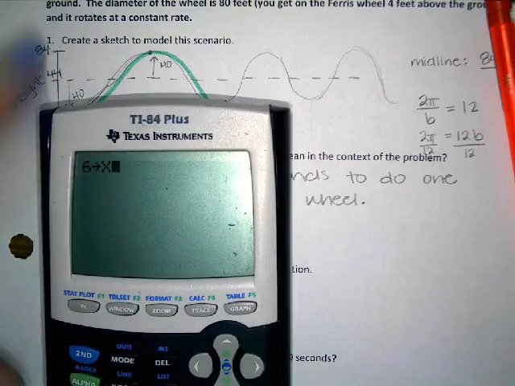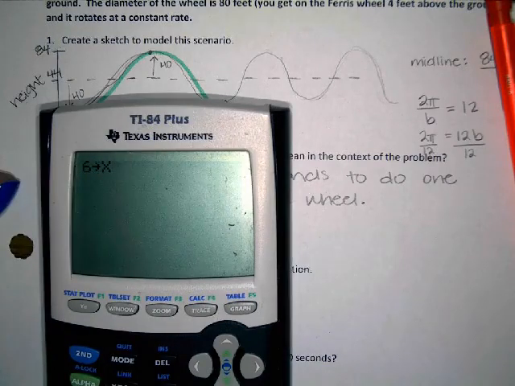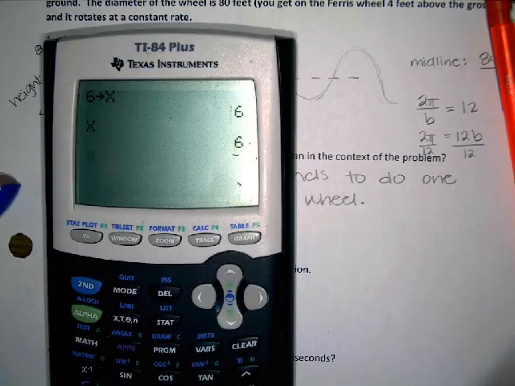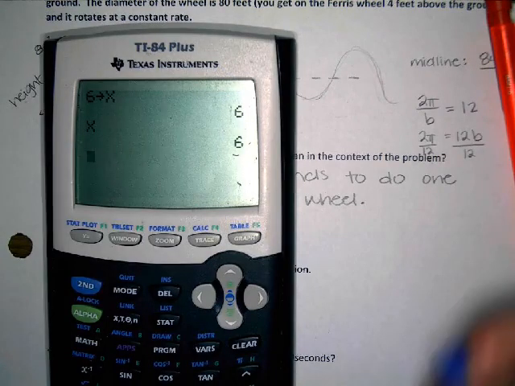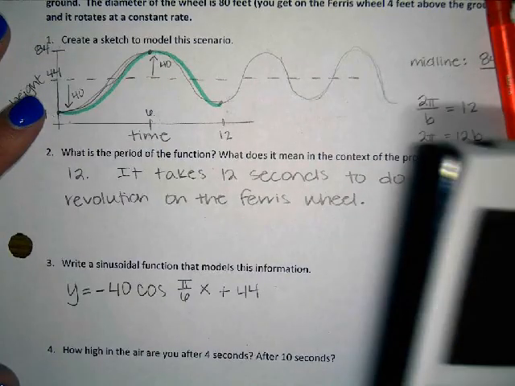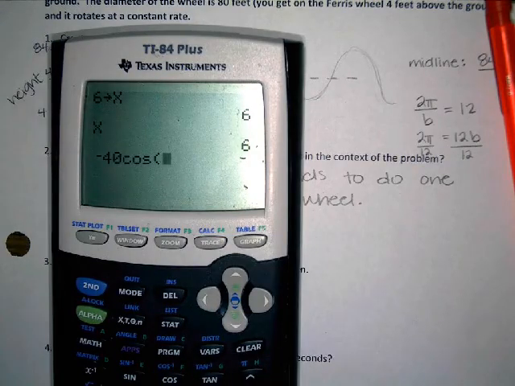So this is what I just typed on my screen. 6 is being stored as x. Press enter, and now if you hit the X key and press enter, it will output a 6. So it's going to plug in a specific value for X for you. Everyone good with that so far? Okay. Now what I'm going to do is I'm going to type in my equation with the X in it. So I'm going to type in negative 40 cos, and remember we are in radians because we all cleared our calculators when class got started, right?